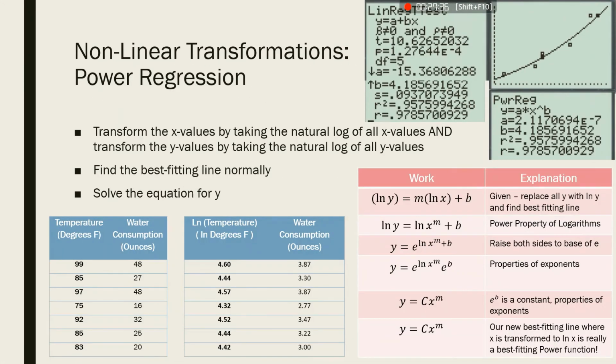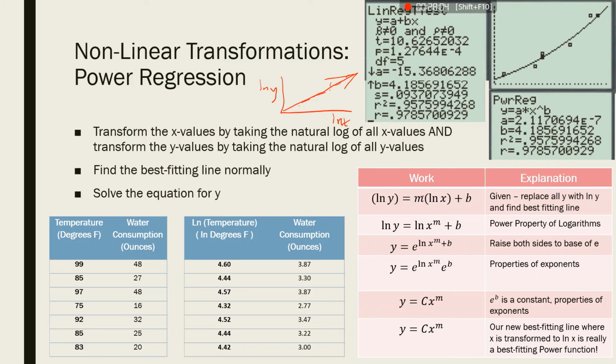Okay, last one. A power regression is what happens when we take the natural log of both x and y. So I've got a little bit more work to solve for y. Instead of y, in y equals mx plus b form, my y is really the natural log of y. So when I graphed, I didn't graph x versus y, I graphed ln x versus ln y, which changed all of my points. And then we got a new best fitting function to all of those points.